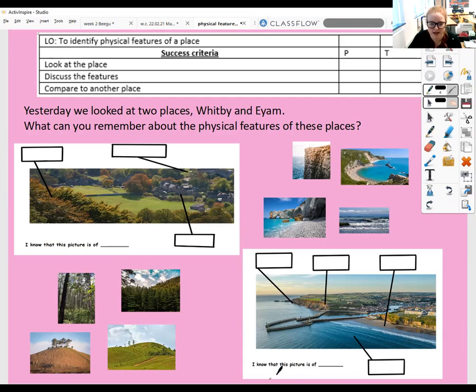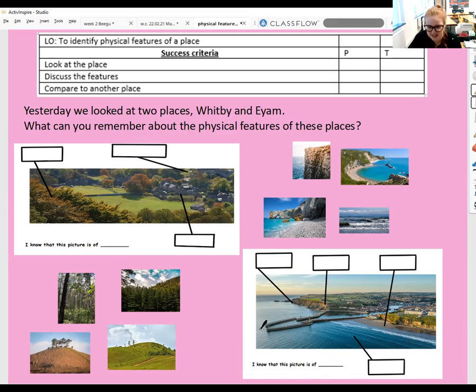Well, I know that Whitby was by the sea. So I can see the sea here and a coast, so I can see that this is Whitby. Whitby. Fantastic. And I can see that this place here is Eyam. It is not the coast, it's the countryside. Eyam. Fantastic. So what kinds of things did we see near Whitby?